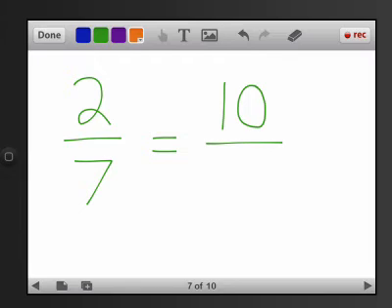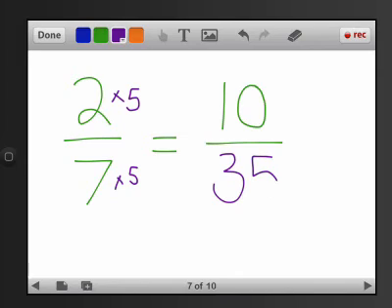2 sevenths is equal to 10 over what? 2 times 5 is 10. So 7 times 5 is 35.